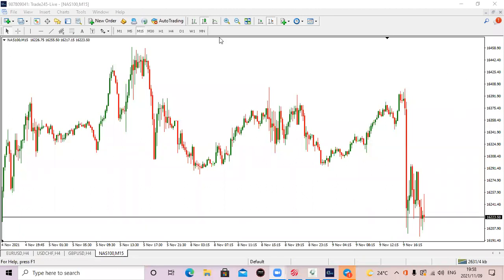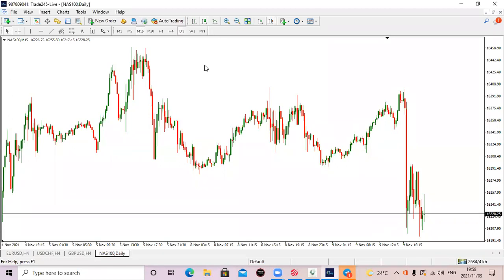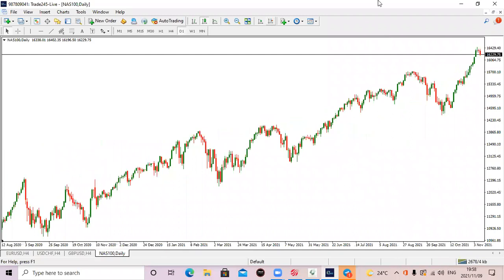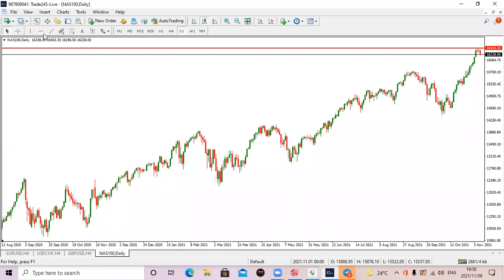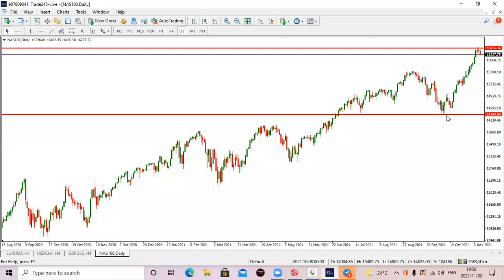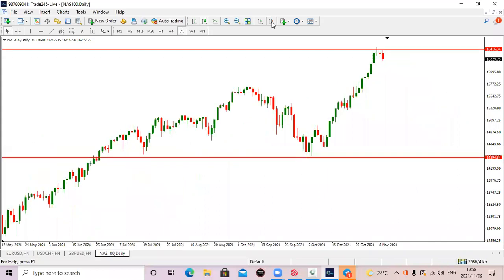So guys, let's start on Nasdaq. Always go on a daily. I mark my high and my low. That's my high, and then that's my low. I don't backtest on everything or go back into last year or whatsoever.